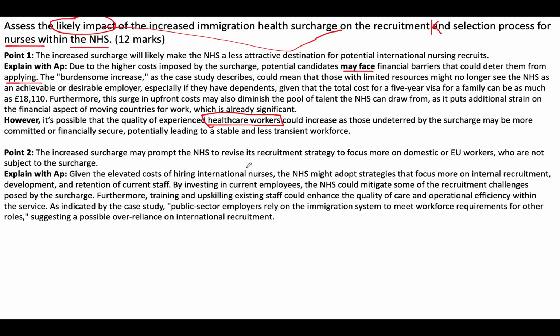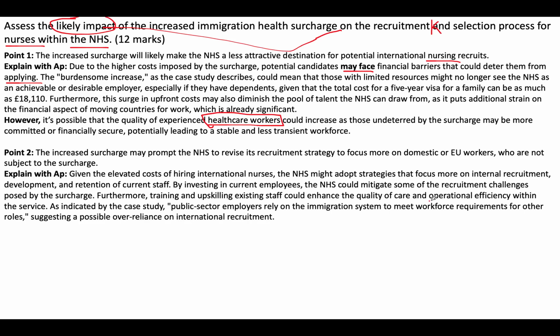Given the elevated costs of hiring international nurses, loads of nurses in this one, where before we only had really one mention here, the NHS might adopt strategies that focus on internal recruitment and retention of current staff, internal versus external. By investing in current employees, the NHS could mitigate some of the recruitment challenges posed by the surcharge. We need to keep our staff more, look after them, maybe they don't leave, maybe we don't need to recruit so much. Furthermore, training and upskilling existing staff could enhance the quality of care linked to those 6 C's and operational efficiency within the service.